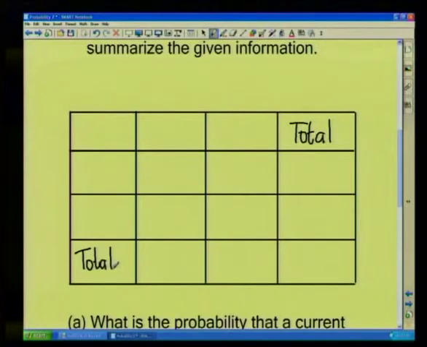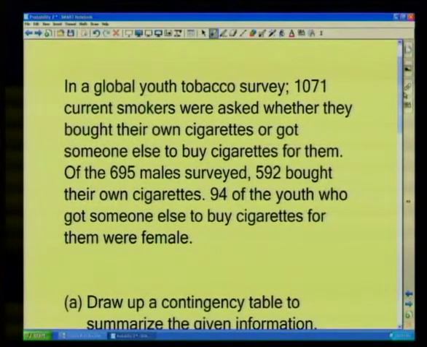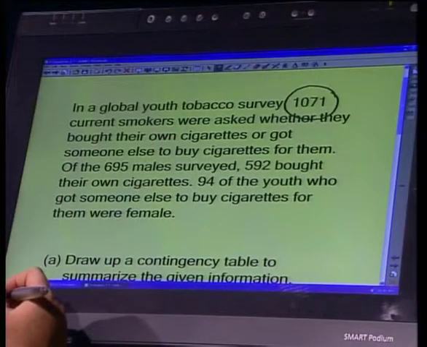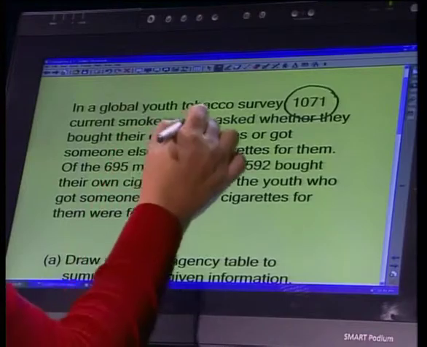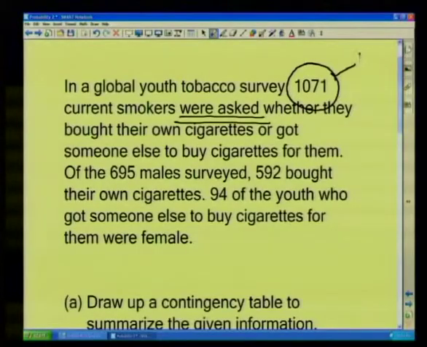And let's look at our 2 different variables. Okay, has it got anything to do with cigarettes? No. But that's where they try and catch you, because most people would have cigarettes and no cigarettes or something like that written in there somewhere. They've told us that there is 1,071 people that they asked. So this is our whole group.